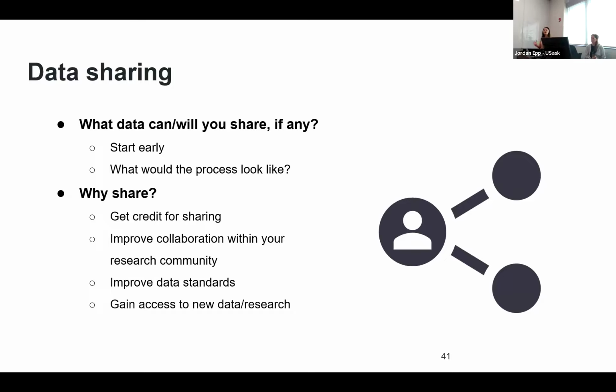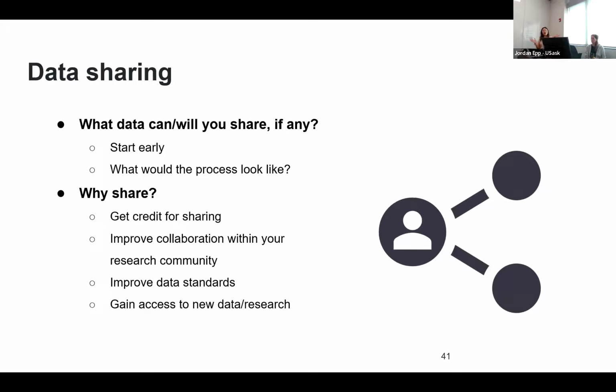And especially if you're working with specific populations, like vulnerable populations or Indigenous populations, you need to also get that consent and discuss with the community on what that will look like. So you would need to think about that.